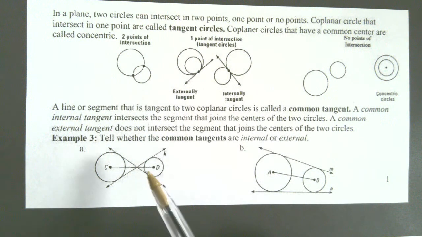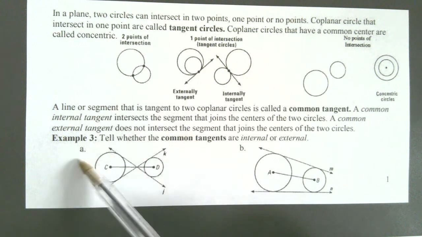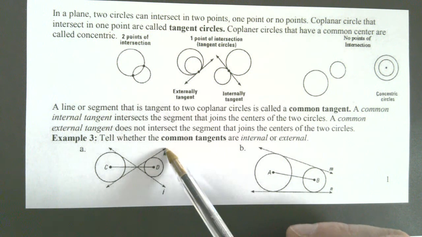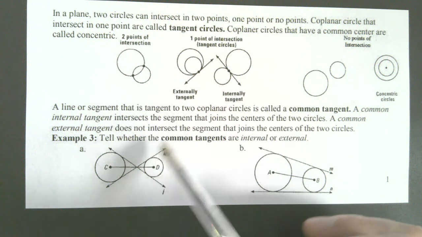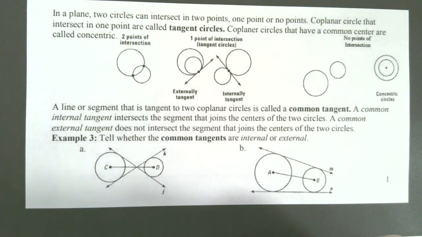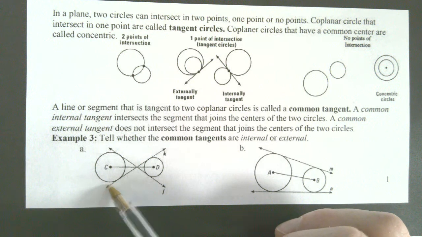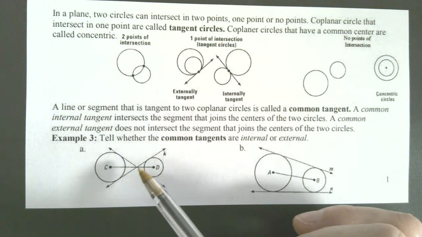So we've got a couple of examples, just to make sure you understand the difference here. Let's look at picture A down here at the bottom. In picture A, if I were to ask you what kind of tangent line K is, would you say that's an internal tangent or an external tangent? Is it going in between or is it staying outside of the circles? You see how it's going in the middle of them? So we would call that an internal tangent.